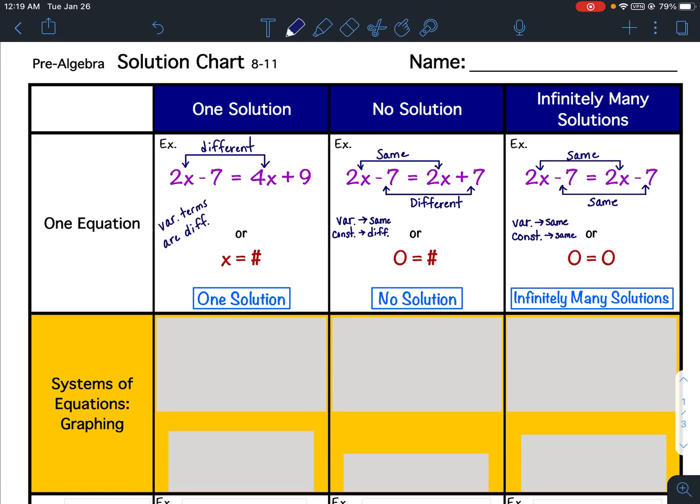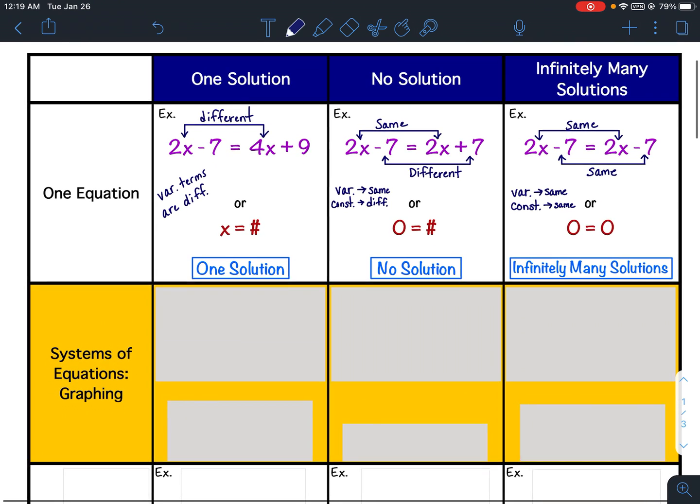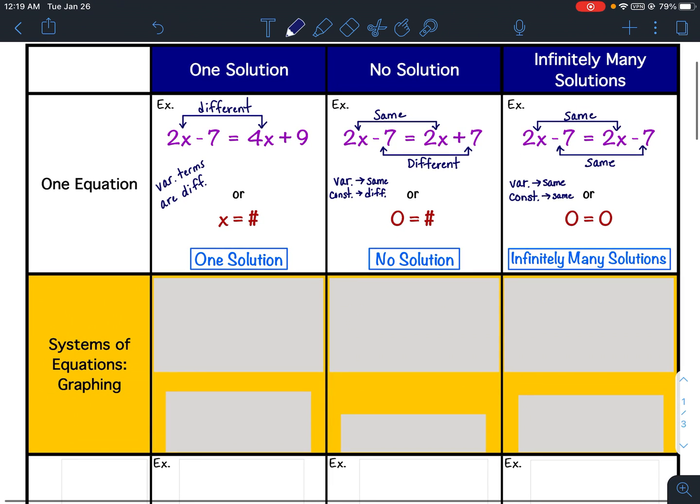Lessons 8 through 11 solution chart. We already completed the row for one equation, and now we're going to move on to systems of equations graphing. So in other words, this is what the solution chart would look like for solving systems of equations using graphing.